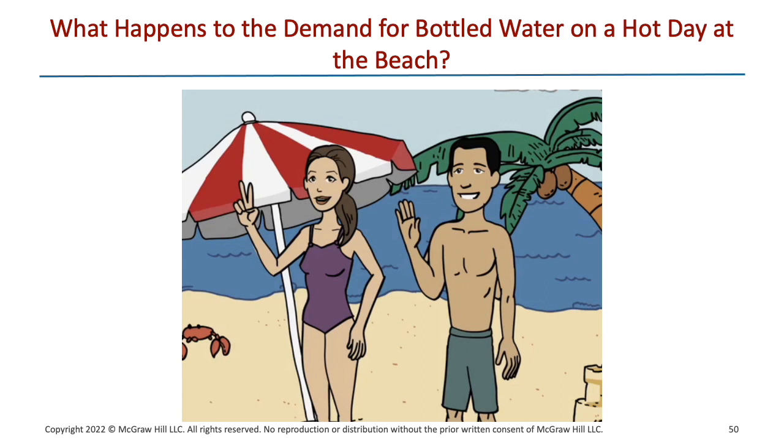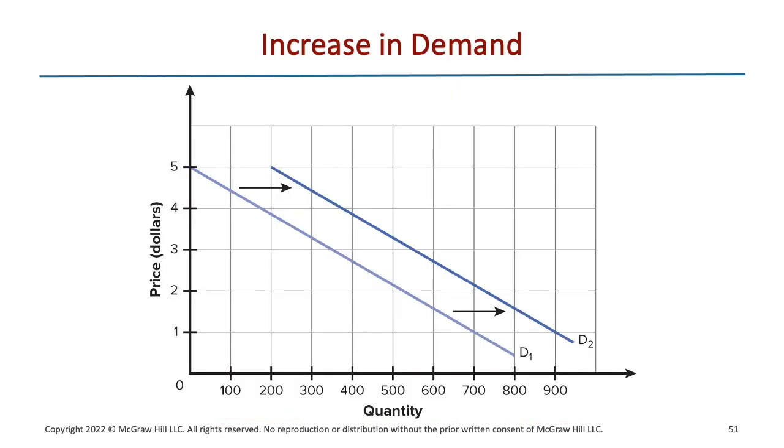Is demand high because the price of water bottles went down? No, it's because of the environment around us, because of the hot summer day. So this phenomenon of wanting more water bottles as the day gets hotter is going to cause what we call a shift. It's not about price; it's about the environment around us. It's a non-price determinant, and it's going to cause a shift. If you look here, the direction of this shift is to the right.